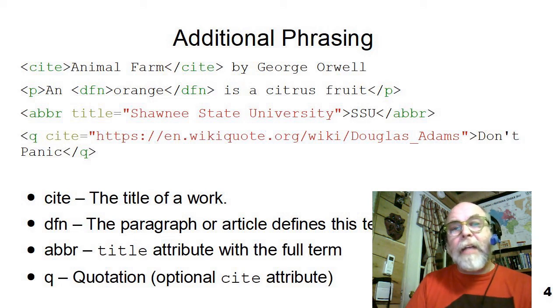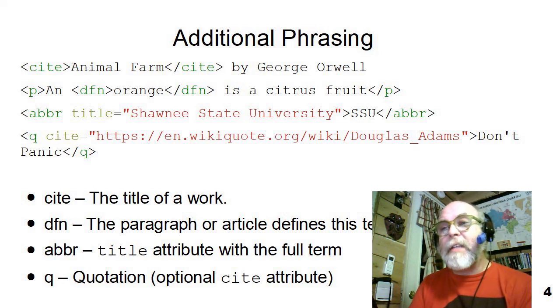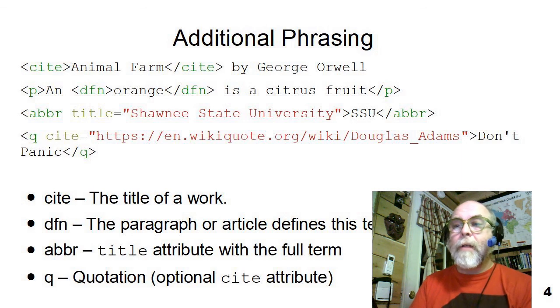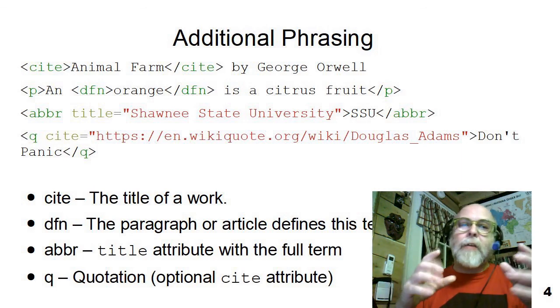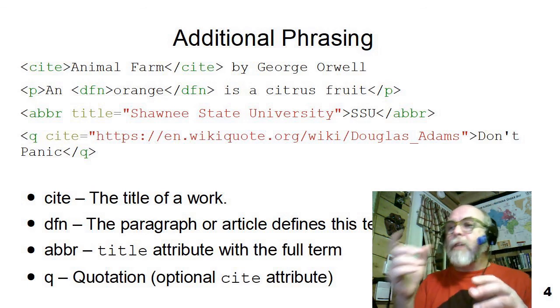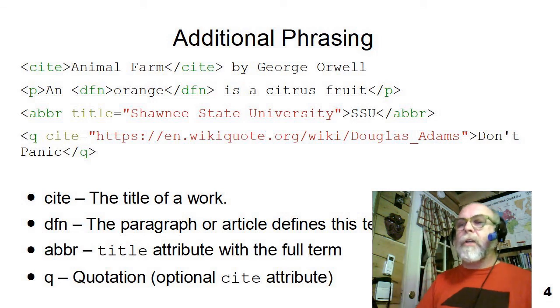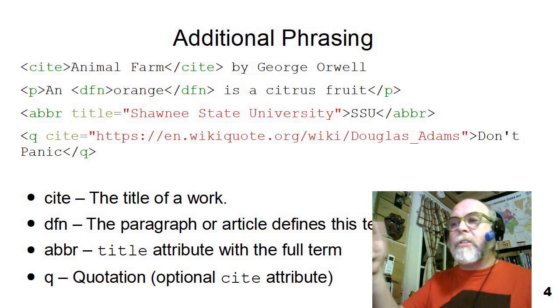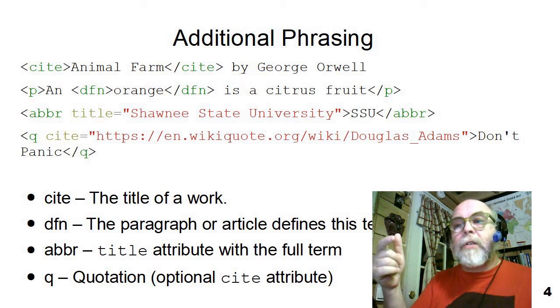The DFN tag stands for definition. And the DFN tag goes within a paragraph or within an article. And the word that the paragraph or article defines is put inside the DFN tag. So you can see I have a paragraph that says an orange is a citrus fruit. Well, that would be a definition of orange. I know you're not allowed to use the word that you're defining in the definition of the word, but you can still see that orange is a citrus fruit would be a definition of orange. So you can see how the word orange is defined by the paragraph. So a DFN always goes in the paragraph or the article that defines the term inside the DFN tag.